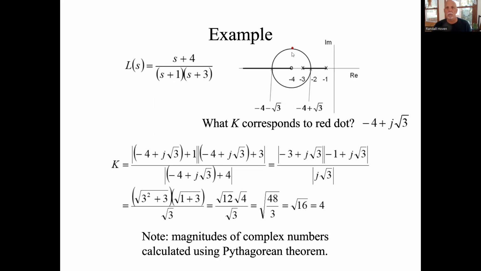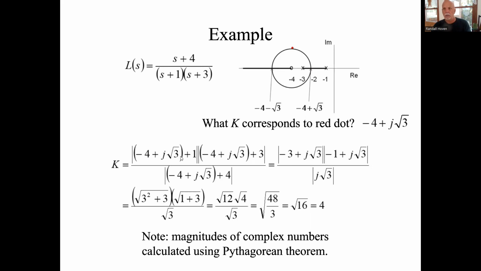What about this point up here, directly above the center of the circle? That corresponds to -4 plus j square root of 3. That's the location at this point. So again, we turn the L upside down and replace every s in it with -4 plus j square root of 3. The bottom becomes the top, with the +1 and the +3, and the top becomes the bottom, with the +4.